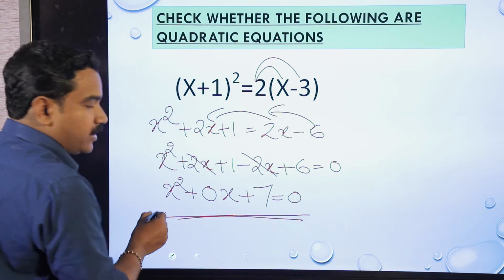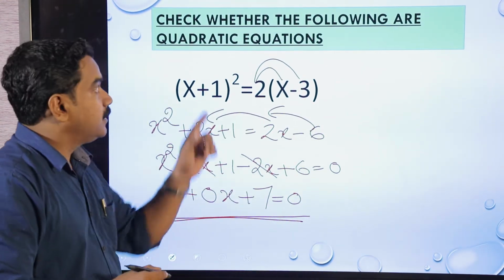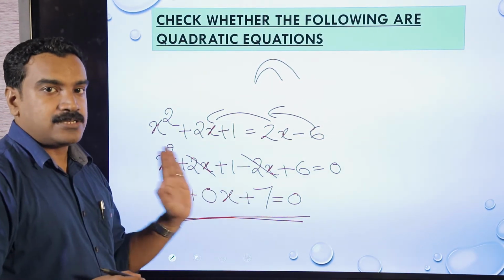Now what is the actual form? Actually ax square plus bx plus c. So definitely we can say this is a quadratic equation. x square plus 0x plus 7 is a quadratic equation.